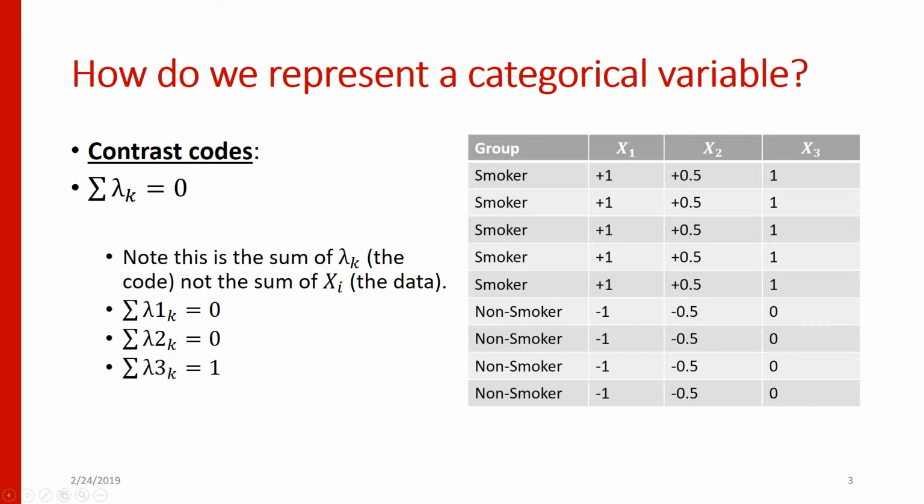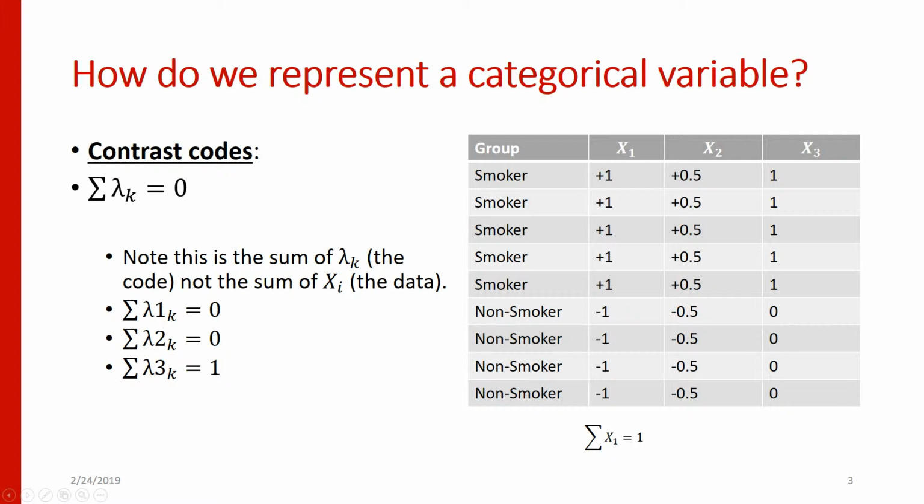And again, the thing I want to emphasize here is that this contrast coding is based on the sum of the levels, not the sum of the data. Because if I add all these up, I actually have one more smoker than I do non-smokers. So the sum of the x's is 1. But again, it's the sum of the lambdas that's critical. So the sum of the lambdas is 0 here, even though the sum of x's is 1.